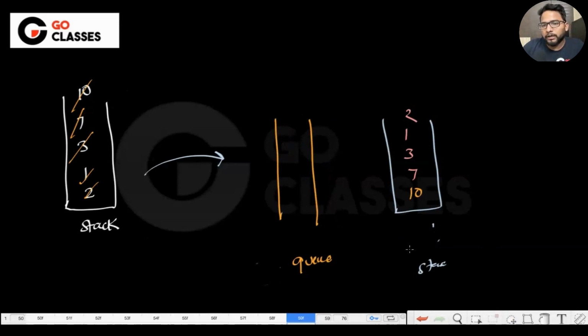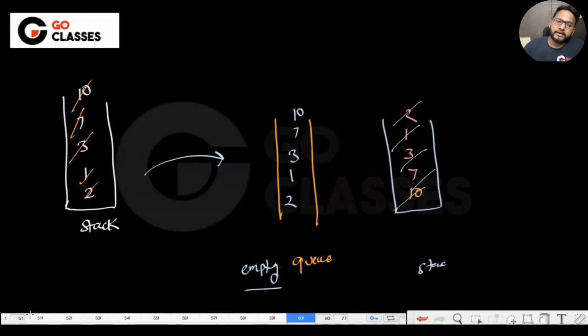But what you want is this 2 to be at the bottom, right? This is the empty Q. So now they are saying that you do it one more time. I mean, you put this 2 here, and then 1, 3, 7, 10, right? And now you again dequeue and then push into the stack, right? So now, currently, you have the empty stack.